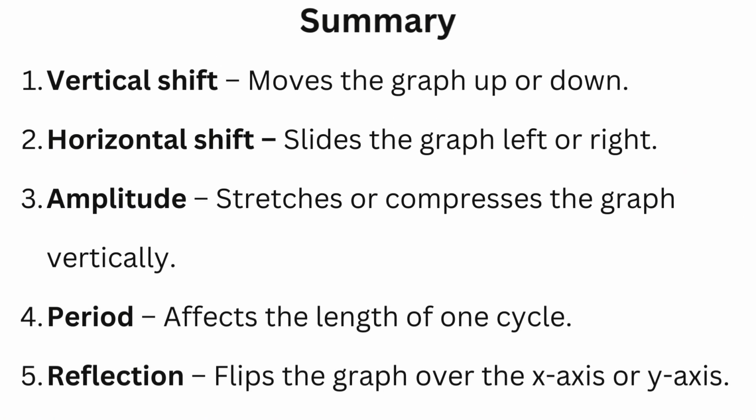To sum it up, here's how each transformation works. 1. Vertical shift moves the graph up or down. 2. Horizontal shift slides the graph left or right. 3. Amplitude stretches or compresses the graph vertically. 4. Period affects the length of one cycle. 5. Reflection flips the graph over the x-axis or y-axis.